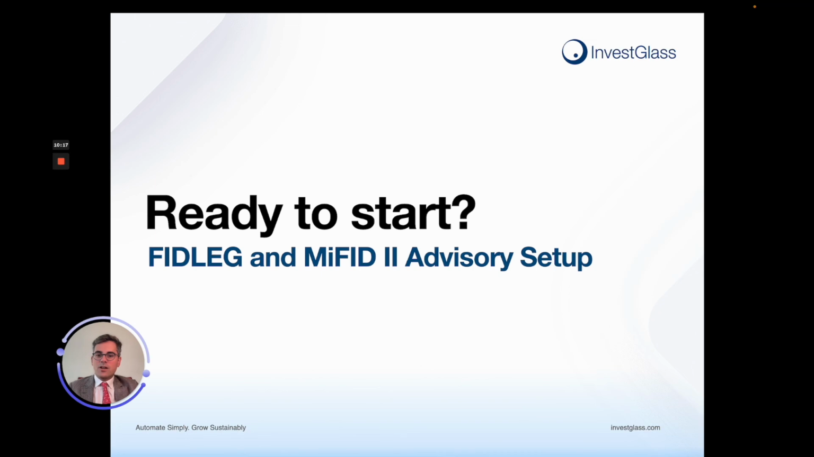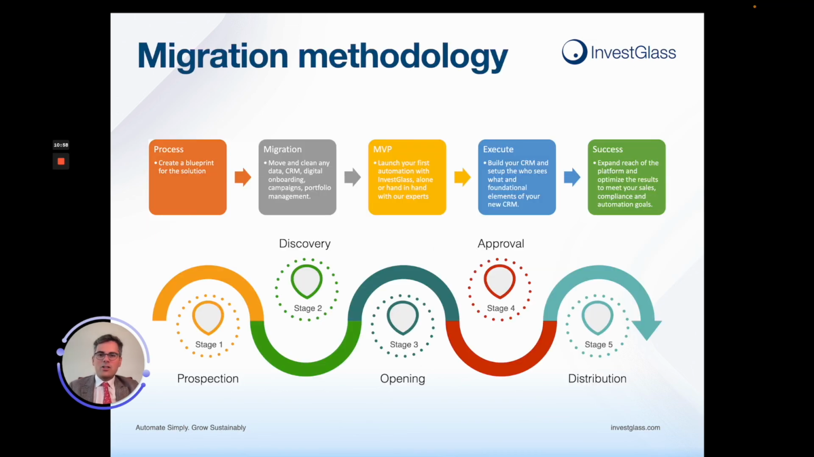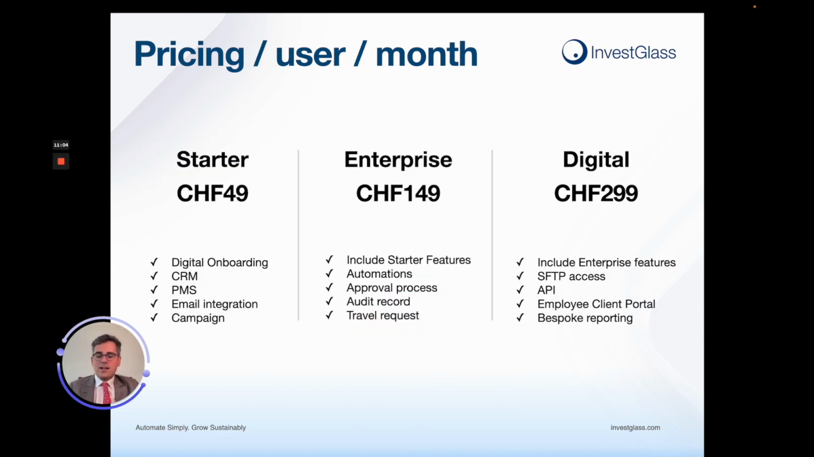So are you ready to start? Now, this migration methodology is quite easy to build. We do it with InvestGlass. The only thing then you need is a license of InvestGlass, and for that we work with 3 types of licenses: Starter, Enterprise, and Digital. Starter is for basic usage of InvestGlass. Enterprises will use automations. Digital will be using the client portal and the SFTP.